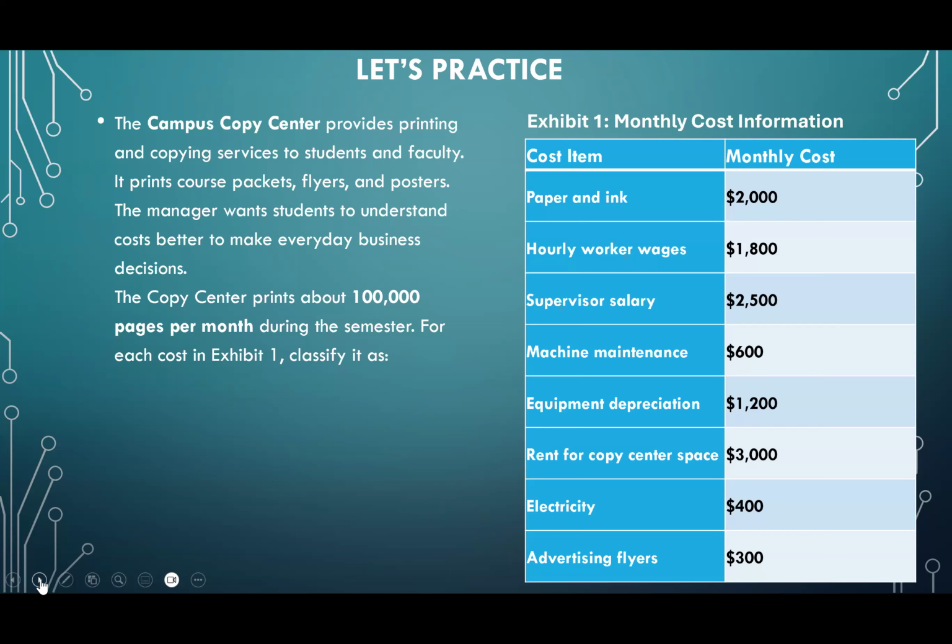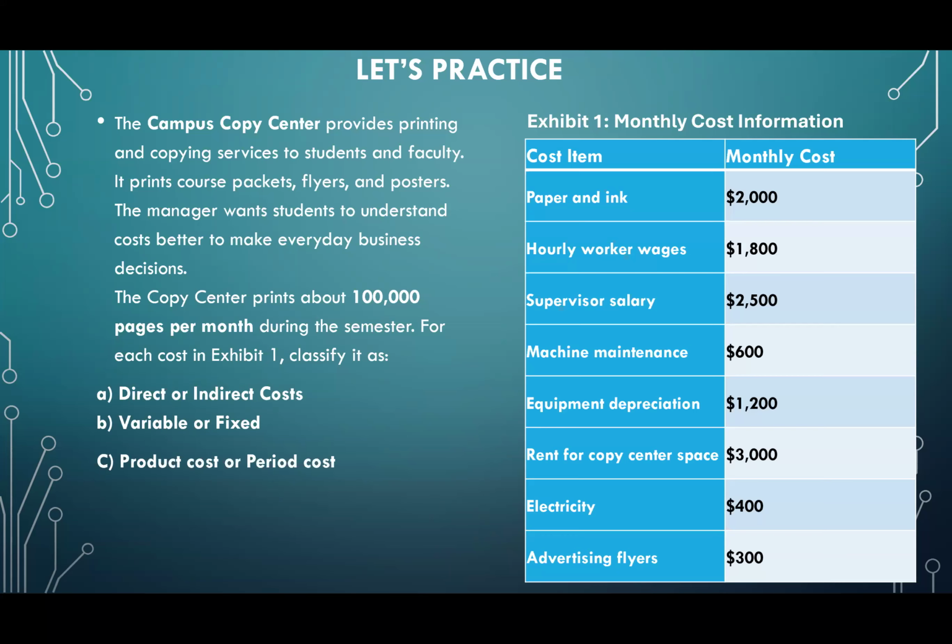You are given a whole bunch of data on the right side. As you can see, you are going to look at paper and ink, you are going to look at rent and electricity, etc. A whole bunch of stuff is given to you. The question is saying take all the costs that you are given and classify them into either direct or indirect, variable or fixed, or product cost or period cost. You just learned the three concepts, so you should be able to take a look at it, right?